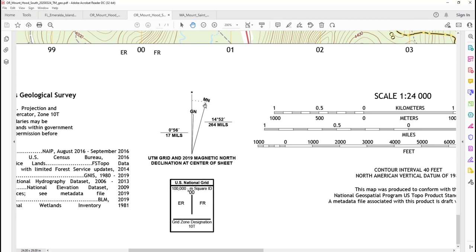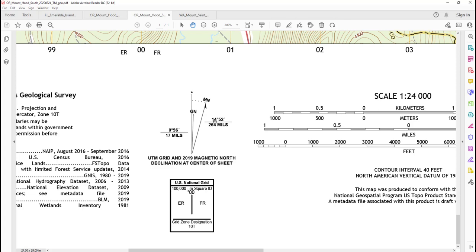The magnetic field is not perfectly aligned with the North Pole, so your magnetic compass will not point at the North Pole. And so if you're going to navigate with that, you're going to need to know the difference between the North Pole and the magnetic North Pole, right? That's what this tells you. It tells you that it's 14 degrees 52, basically 15 degrees difference between true north and magnetic north. And a good compass will allow you to set that into it so that when you're navigating with your compass, you're not off by 15 degrees everywhere you go.